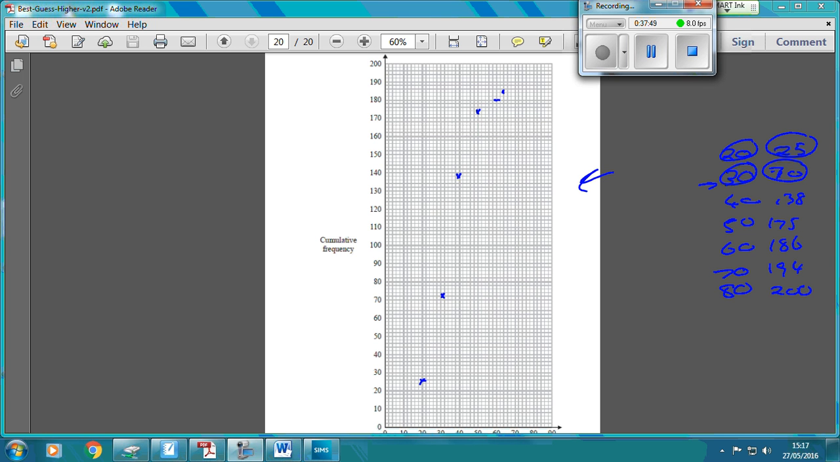Again, if 180 is here, you need to go up 1, 2, 3, because these are going up in 0.2s each, or 2s each time. No, they're not. Sorry, my mistake. 186 there. And then 70 and then 194. And then 80 and then 200. And once you've done that, you join them up with a nice smooth curve, which is called an ogive curve. Hopefully yours should be a lot smoother than that.